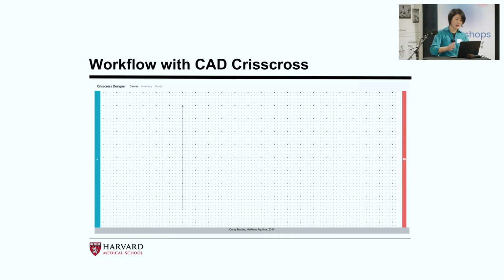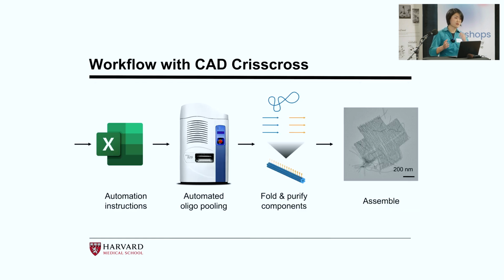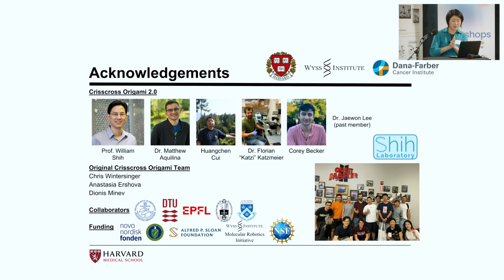origami components. And after those are assembled, we can then do a solid phase assembly to produce the structure in question. And we're currently also working on trying to automate that process as well to make it even more streamlined. So I believe I'm out of time, but I just want to shout out a wonderful team, especially my advisor, William. And I want to especially highlight Matthew and Corey, who have been responsible for the CAD tool. So thank you for your attention.